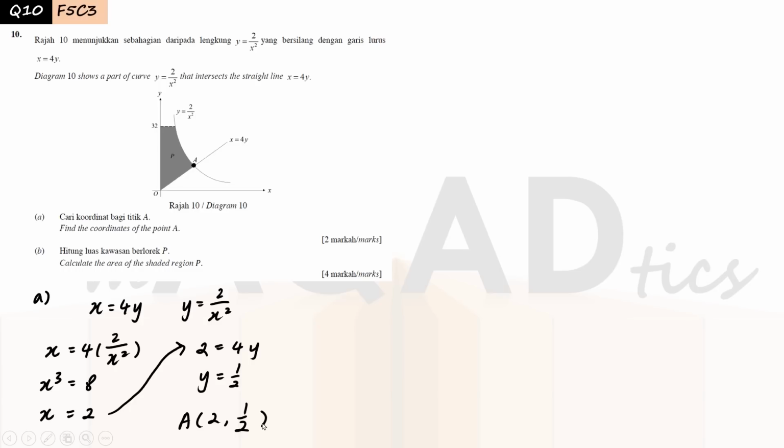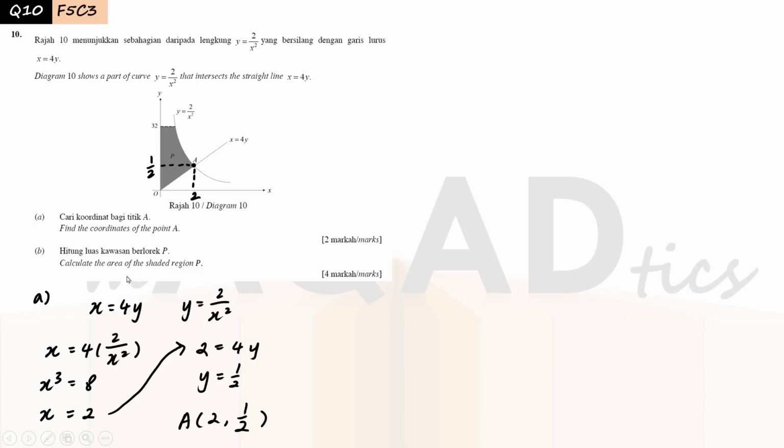Allow me to label the coordinates of A in this diagram. I'm going to label 2 on the x-axis and 1 over 2 on the y-axis, because these two numbers will be very useful for us when we are calculating the answers in part B and part C.